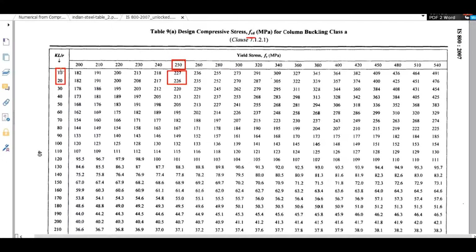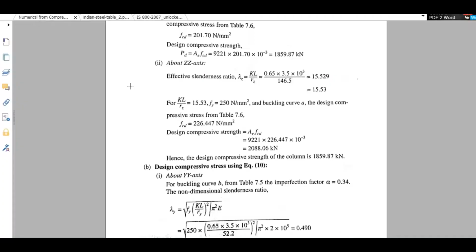For 10 it is 227, for 20 it is 226. So for 15.53 you have to find the answer. It will be in between these 226 and 227. So you have to do the interpolation here also to find the design compressive stress FCD about z-axis. They have got 226.447. So design compressive strength is equal to area into FCD. They have got this 2088.